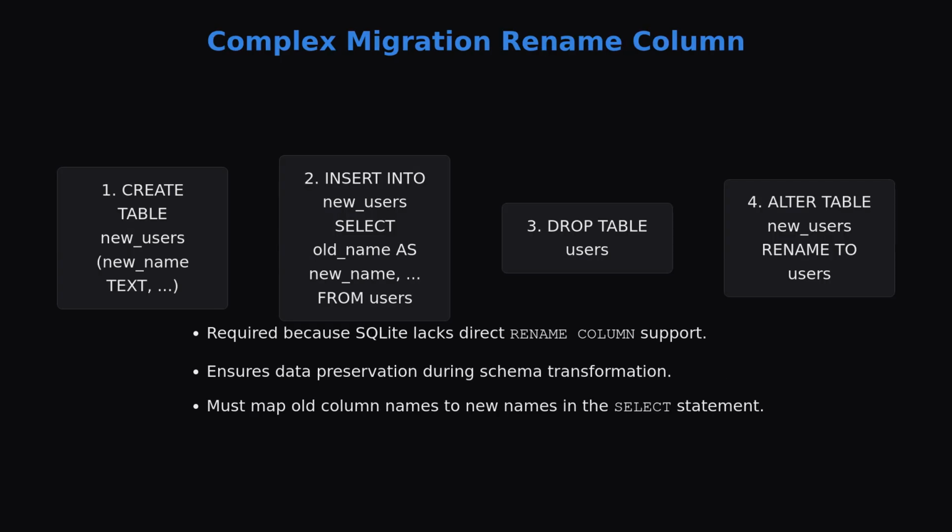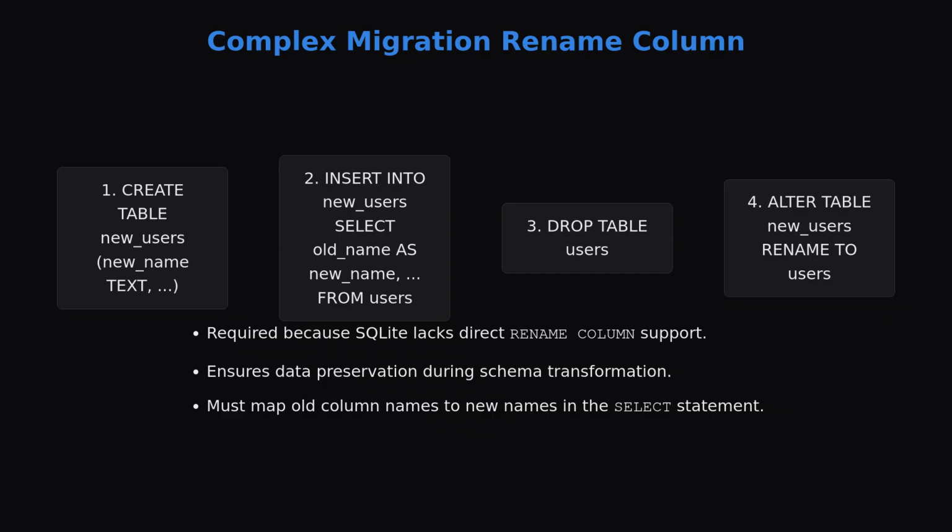Renaming or dropping columns requires a complex, multi-step procedure because standard SQLite versions commonly deployed on Android lack direct support for ALTER TABLE RENAME COLUMN or ALTER TABLE DROP COLUMN commands. The industry standard procedure involves creating a temporary table that reflects the new schema, copying the data, dropping the old table, and finally renaming the temporary table.